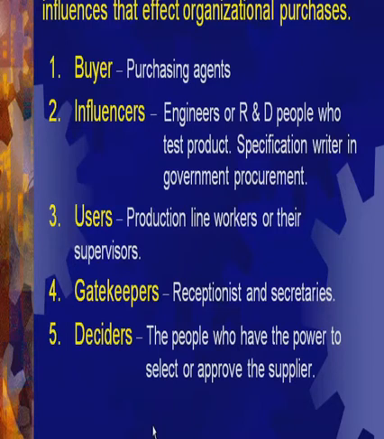Gatekeepers or secretaries and receptionists, and as marketers we really want to get those people on our side because they can get us to the deciders, they can tell us who the influencers are, and so we really want to make sure all these people get their needs satisfied. And deciders are the people who have the power to select and approve the supplier, those that sign the check. So those are important people. But everybody has to be satisfied in an organizational purchasing behavior.